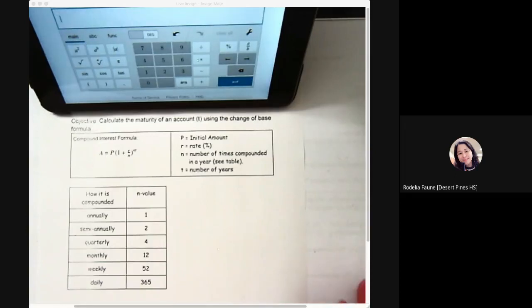Here is Mrs. Faune once again. In this particular lesson, we will be needing our Desmos calculator. So I hope you have it available and open. So what are we going to do today? Today we will calculate the maturity of an account using the change of base formula.